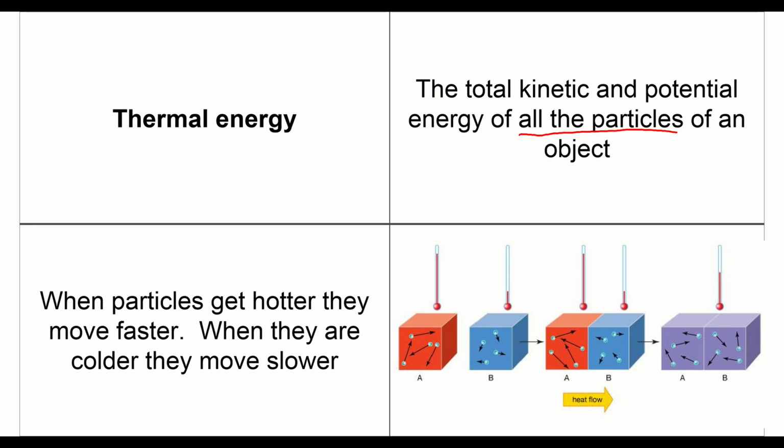When particles get hotter, they move faster. When they are colder, they move slower. So it's similar to that temperature piece. When dealing with the movement of particles, thermal energy just counts how many of them there are. So in this case, we have a high temperature. In this case, we have a low temperature.